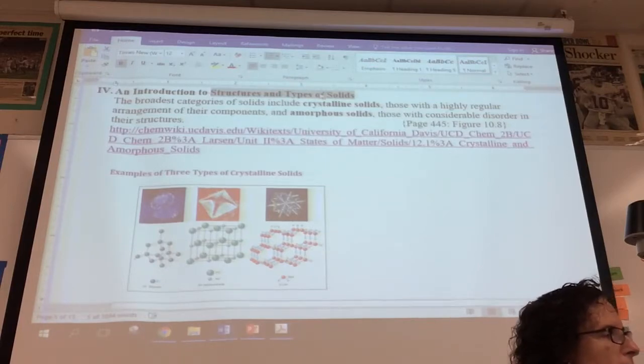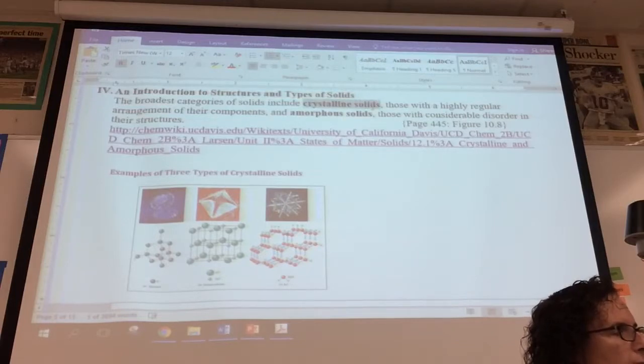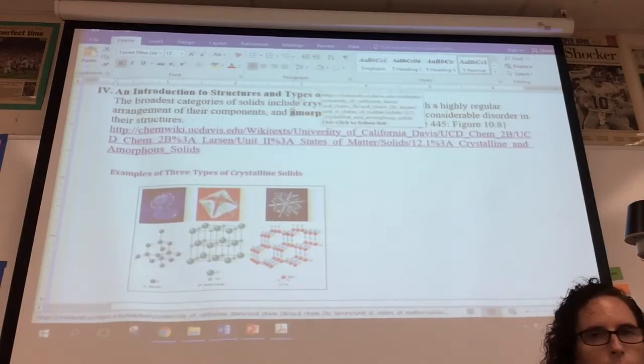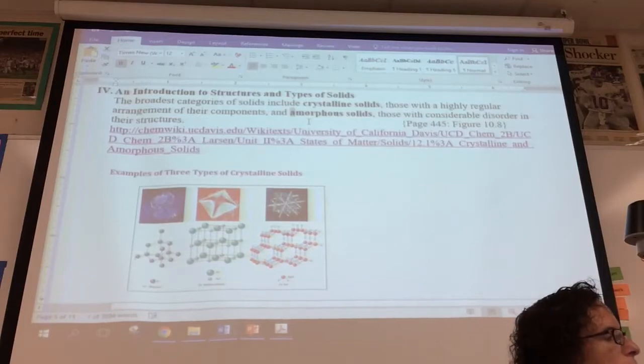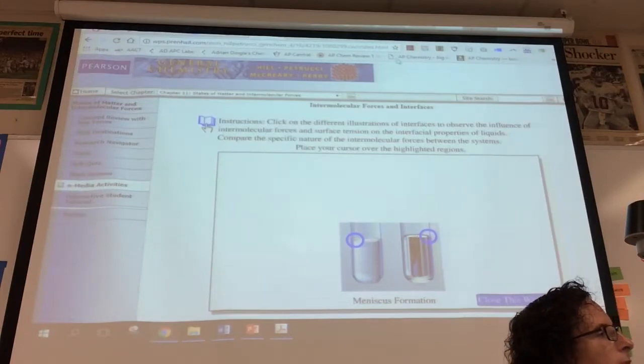So we're going to talk about solids. The broadest categories include crystalline solids. They're going to have regular arrangement. We'll take a look. And amorphous solids. The word morph means shape. The prefix a means not. So these are shapeless. So we've got crystalline, which has a regular structure, and amorphous solids, which do not. And we can look at these structures. You can click the link right there. I've got it open here.